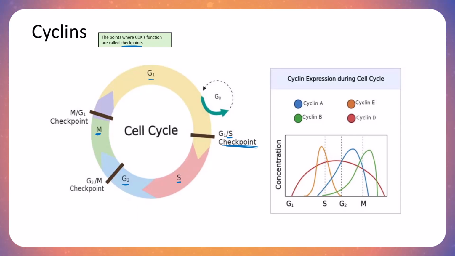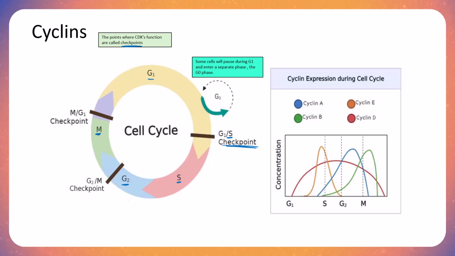metaphase, anaphase, and telophase. All of these checkpoints are there to help regulate the cell cycle and to ensure that all of the cellular components are present and all of the processes are in place in order to allow the cell to progress to the next phase.